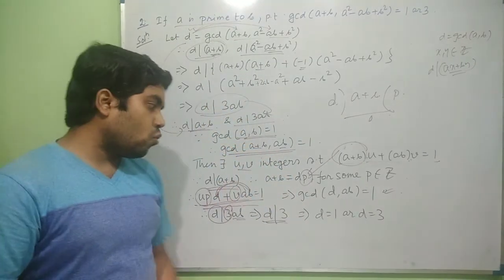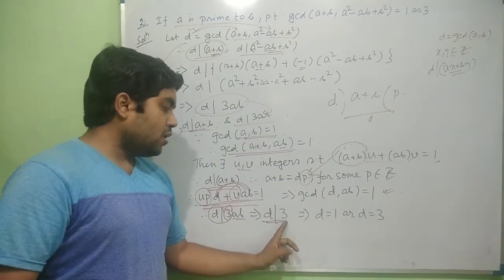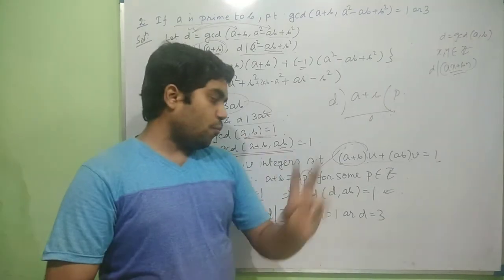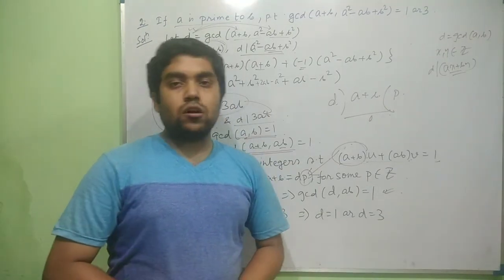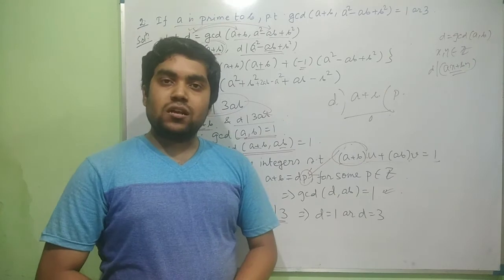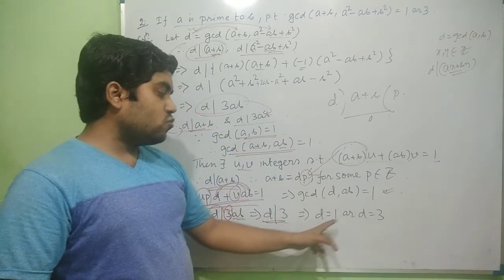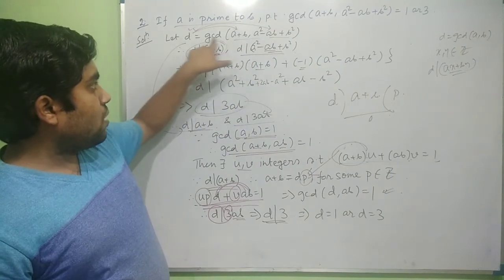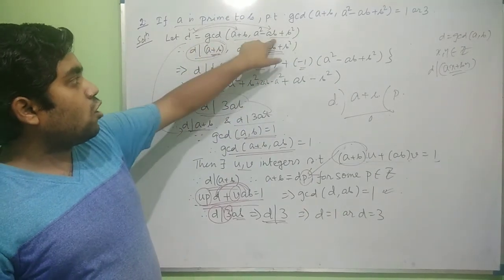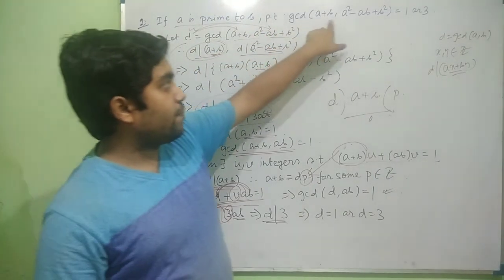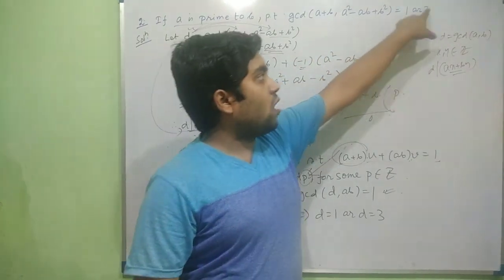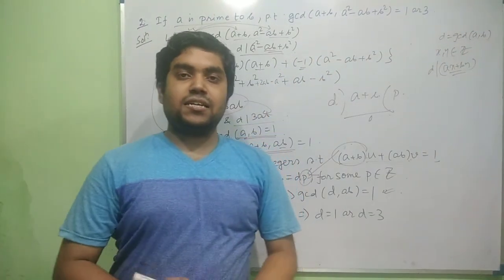If d divides 3, we all know that 3 is a prime number. Again, d is also a positive number. Then if d divides 3, there are only two possibilities, either d equal to 1 or d equal to 3. So since the values of d are either 1 or 3, and the assumption was that d was the GCD of these two, the GCD of A plus B and A square minus AB plus B square is either 1 or 3. Hence the result is established.